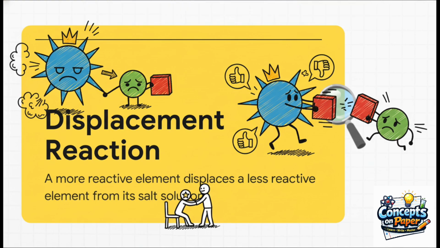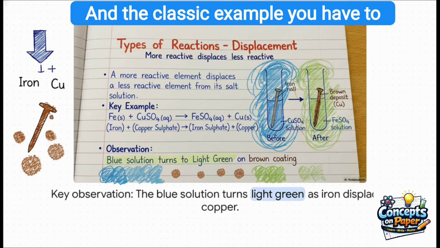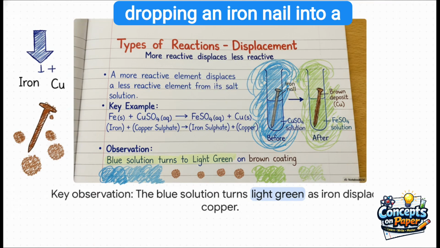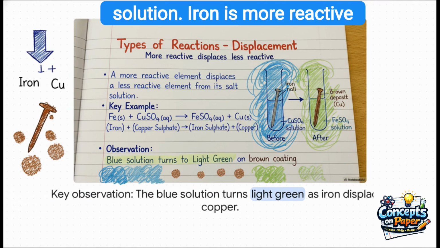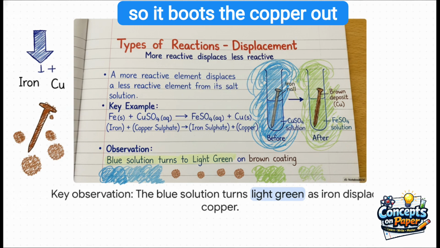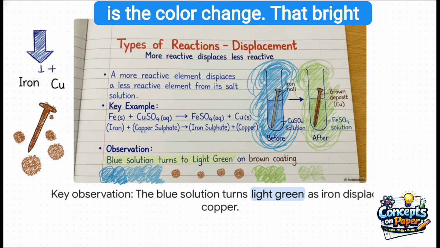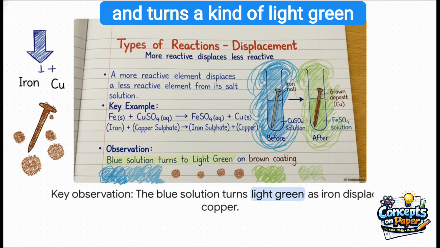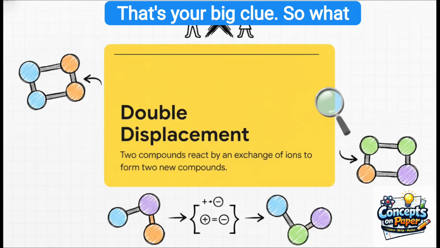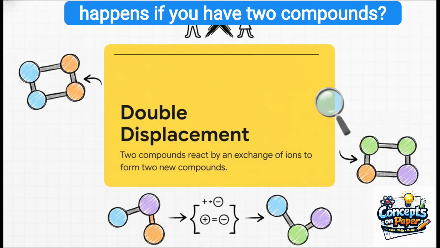And the classic example you have to know is this: dropping an iron nail into a blue copper sulfate solution. Iron is more reactive, so it boots the copper out. Now, the thing you have to remember for the exam, the key observation, is the color change. That bright blue solution starts to fade and turns a kind of light green. That's your big clue.